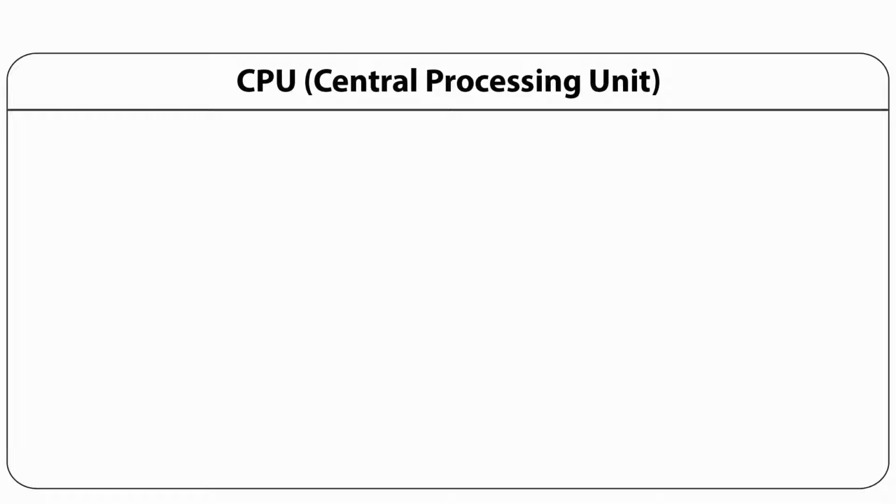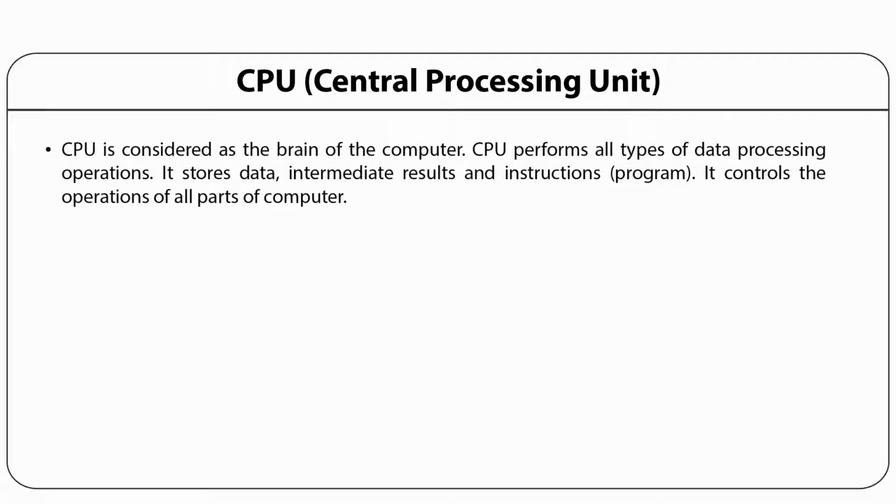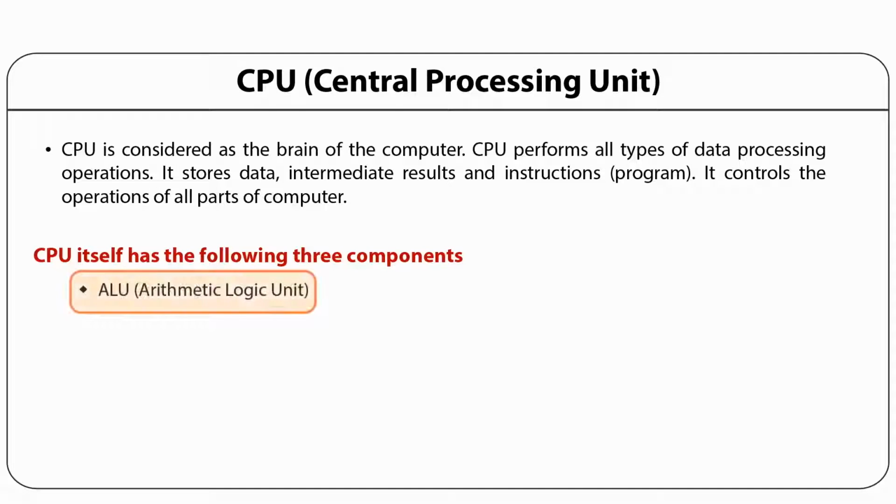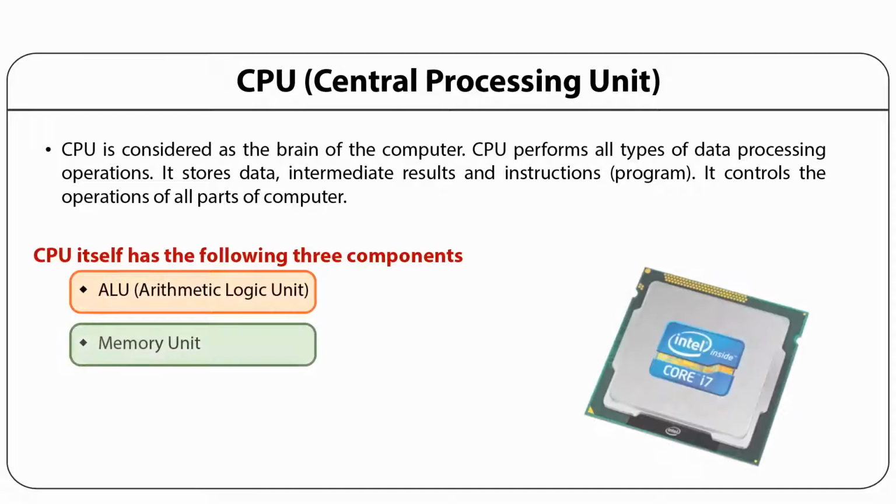Central processing unit. CPU or the central processing unit is considered the brain of the computer. CPU performs all types of data processing operations. It stores data, intermediate results and instructions. It controls the operations of all parts of the computer. CPU has the following 3 components: arithmetic logical unit, memory unit and control unit.